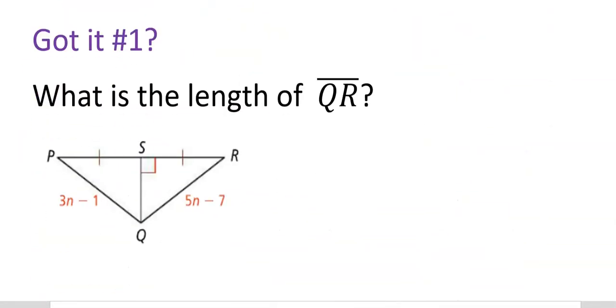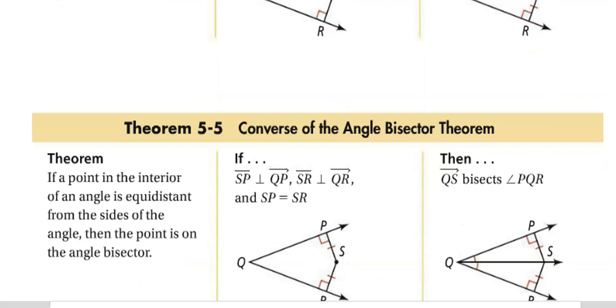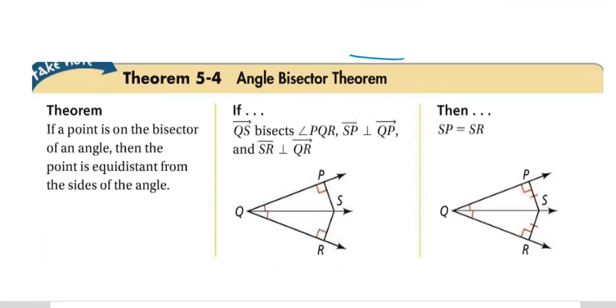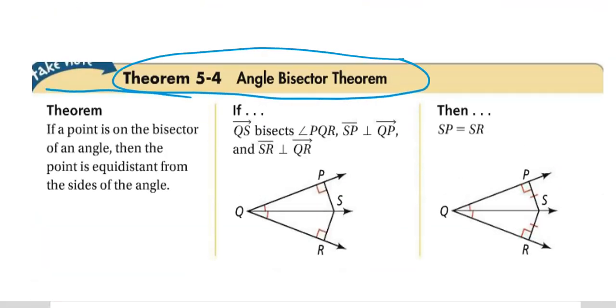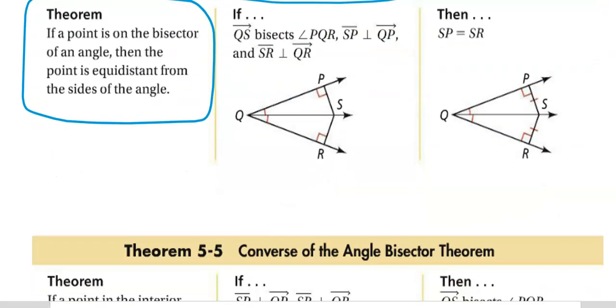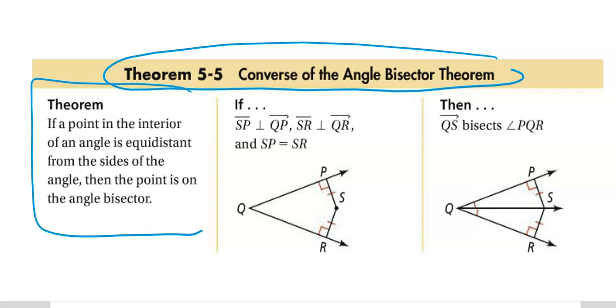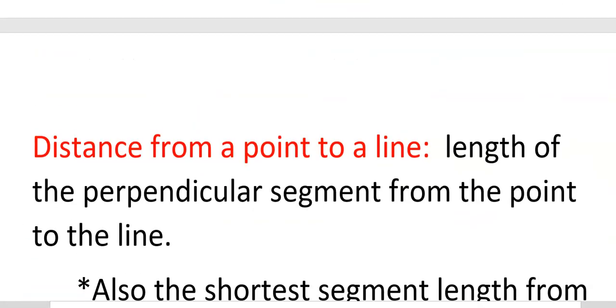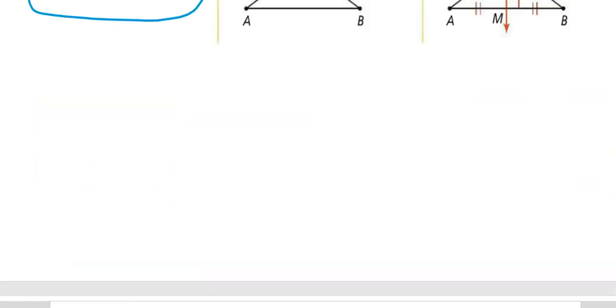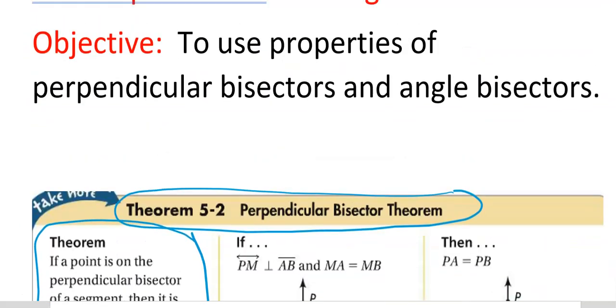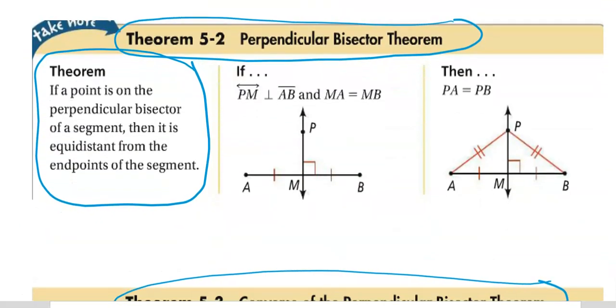Let me see if there's more. That might be it. Oh, yep, there's quite a few. I'm going to have you do those on your own time today. Just do the words. And converse of the angle bisector, just do the words. They need to be done by tomorrow, but I don't want to take up your time to do those, so I'm just going to keep rolling.